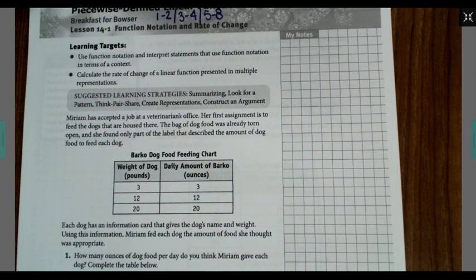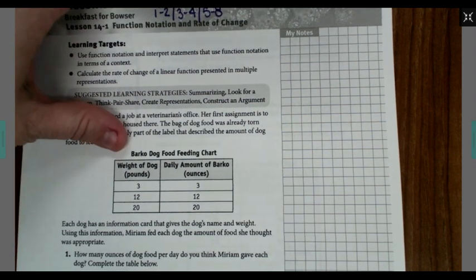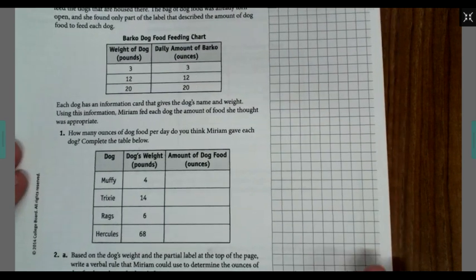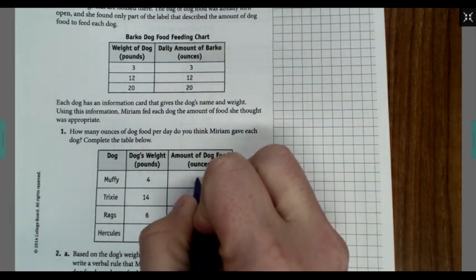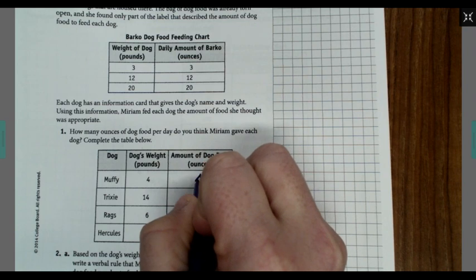How many ounces of dog food per day do you think Miriam gave each dog? And complete the table below. We have Muffy, who's 4 pounds. How much food do you think she gave that dog? Yeah, I agree. She probably gave the dog 4 ounces.